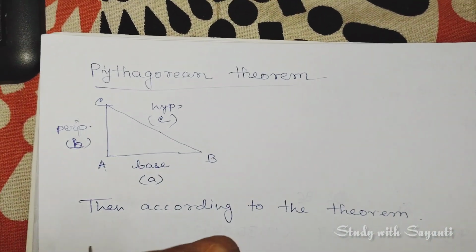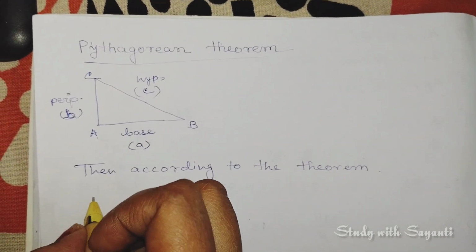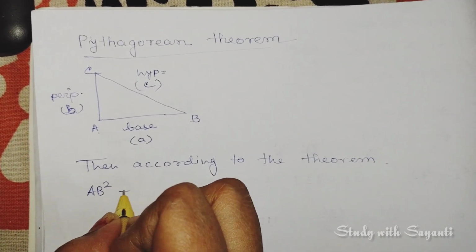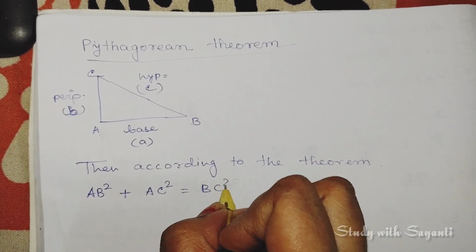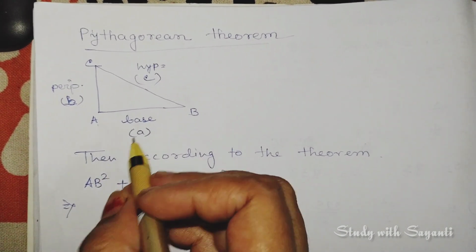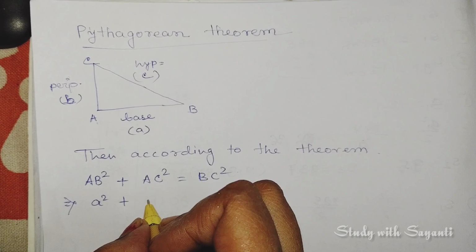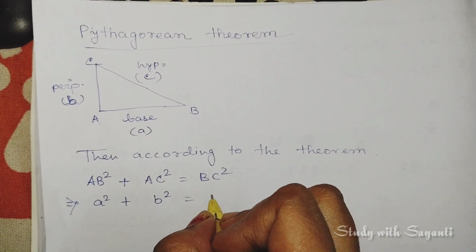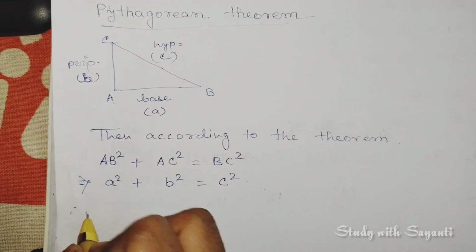Here AB is equal to base, AC is equal to perpendicular and BC is equal to hypotenuse. So in that case, AB square plus AC square equal to BC square, that is base square plus perpendicular square equal to hypotenuse square. Here base is A, so A square, plus perpendicular is B, so B square, and hypotenuse is C, so it is C square. This equation is called Pythagoras theorem.